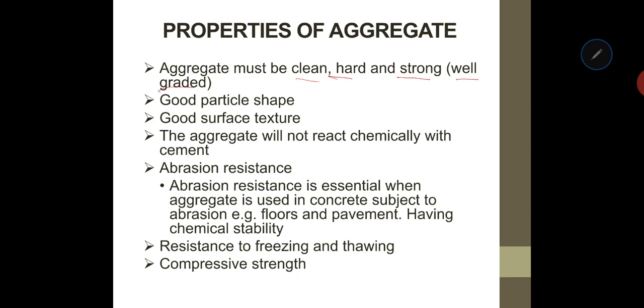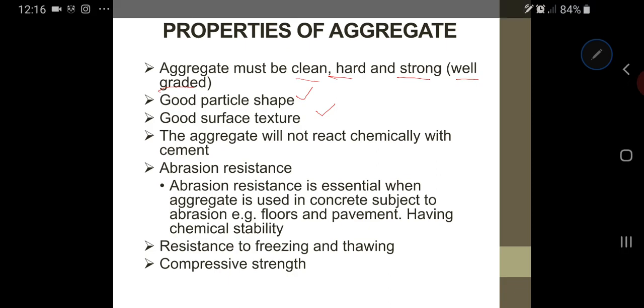The best aggregates are the ones with good particle shape, good surface texture, and those that will not react chemically with cement. In terms of abrasion resistance, it is essential when aggregate is used in concrete subject to abrasion, for example floors and pavement, and also having chemical stability. The best aggregate include those that have resistance to freezing and thawing, and also have good compressive strength.